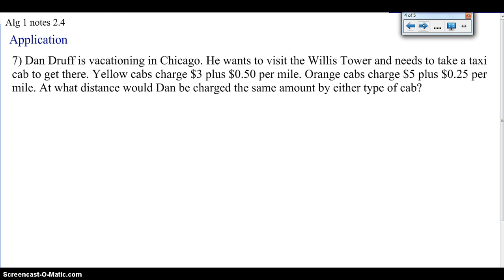Alright, one application problem. My good buddy Dandruff is vacationing in Chicago. He wants to visit the Willis Tower and needs to take a taxi cab to get there. You can see the rates for the yellow cabs and the orange cabs. And we're trying to figure out at what distance would Dan be charged this same amount by either type of cab. So what we need to figure out is, well, what's our variable? What are we trying to find? Well, it says right here, at what distance would they be the same? So we're looking for a distance. So we're going to say that x represents our distance, which we're measuring in miles.